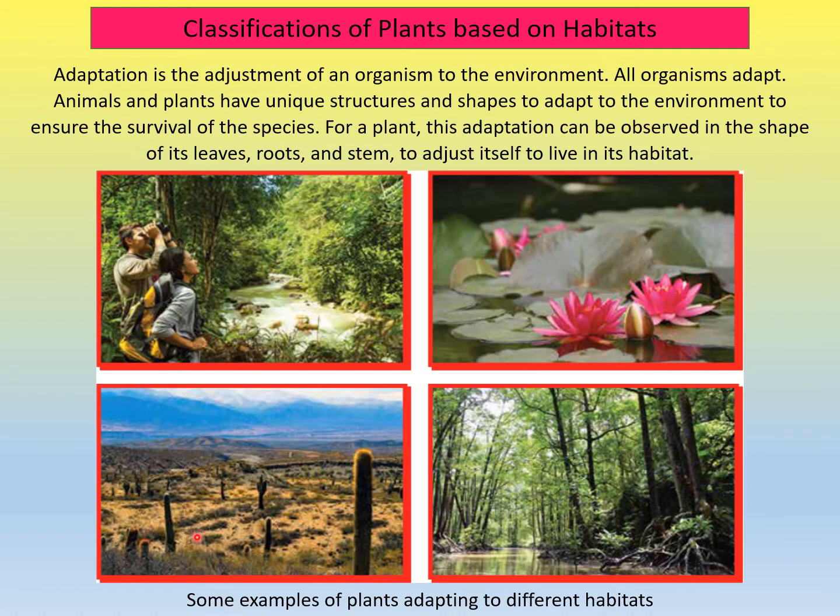Classifications of plants based on habitat. Adaptation is the adjustments of an organism to the environments. All organisms adapt. Animals and plants have unique structure and shape to adapt to the environments to ensure the survival of the species. For plants, these adaptations can be observed in the shape of its leaf, roots, and stems to adjust itself to live in its habitat. Here are some examples of plants adapting to different habitats.